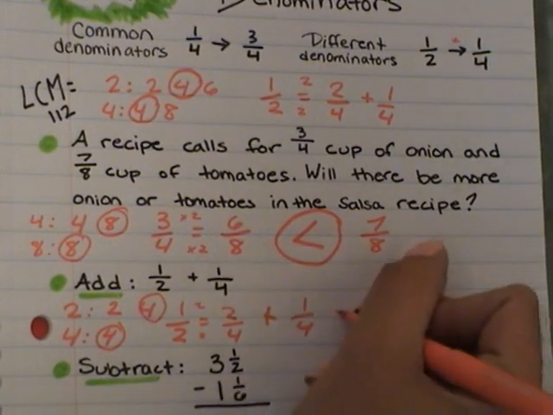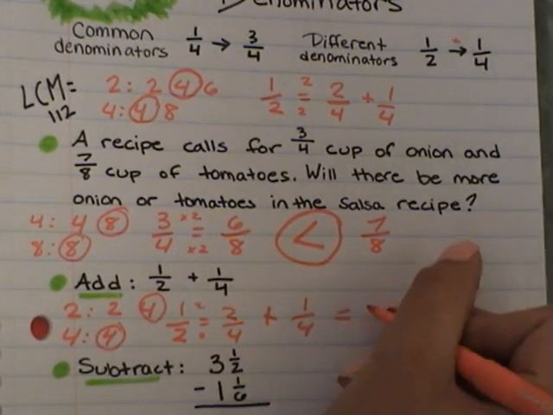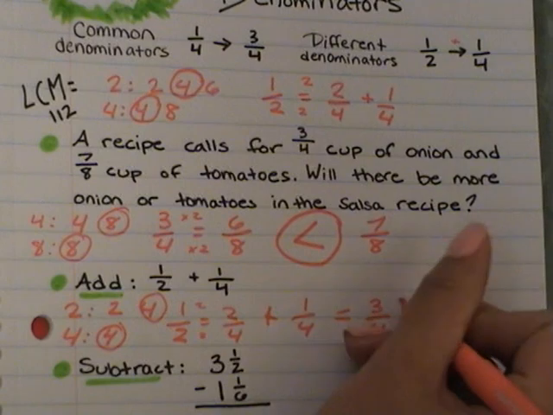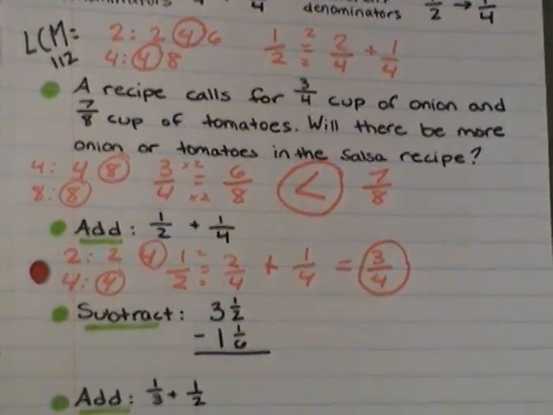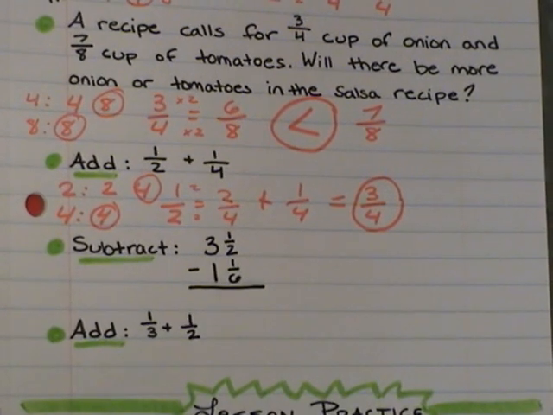So now I can add these. Add the tops. 2 plus 1 is 3. And my denominator is 4. So my answer is 3/4. Awesome. Alright, try the next one. We have 2 more left.